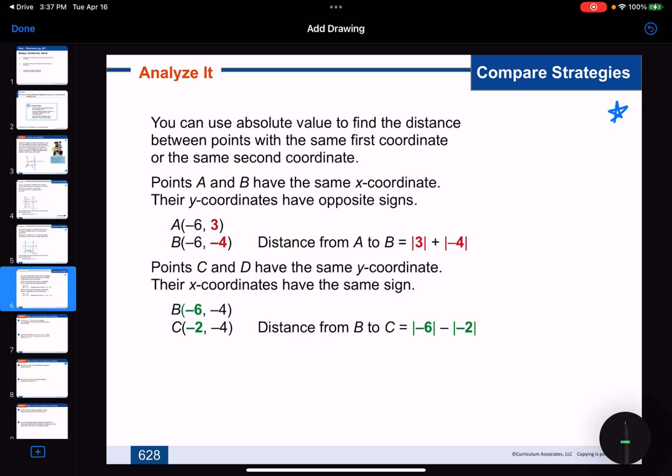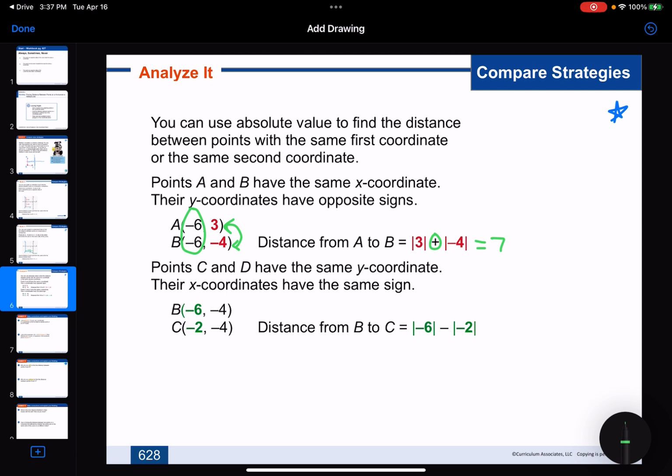And then I kind of already went through this page. You'll notice that the x values are the same between A and B. But because we're going from 3 to a -4 on our y values, up from 3 down to -4, we are going to add, because the signs change, we're going into different quadrants. We add those distances, or we add those absolute values, which comes out to 7.